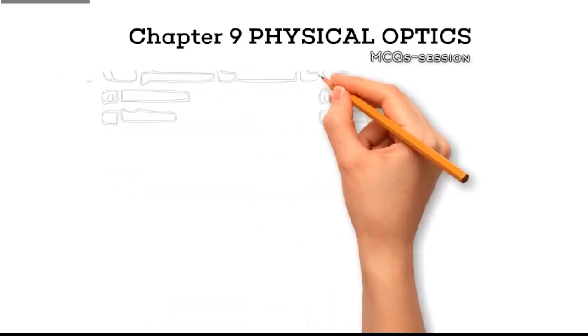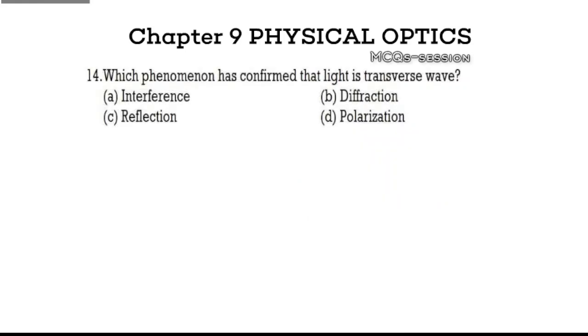Question 14. Which phenomenon has confirmed that light is a transverse wave? A. Interference, B. Diffraction, C. Reflection, D. Polarization. Correct answer, D. Polarization. Explanation. Polarization only occurs in transverse waves, confirming that light oscillates perpendicular to its direction of travel.